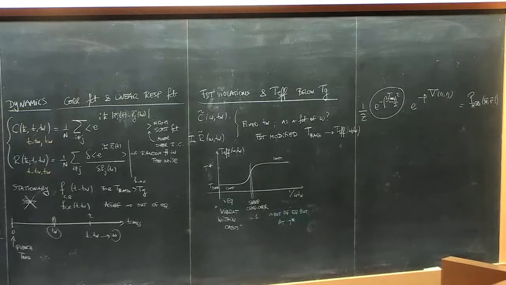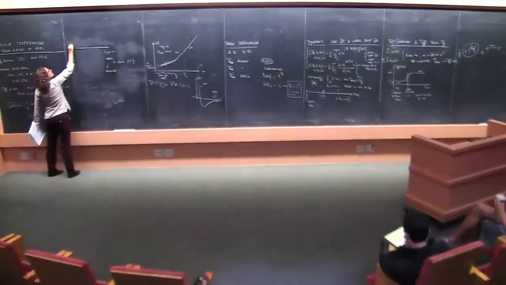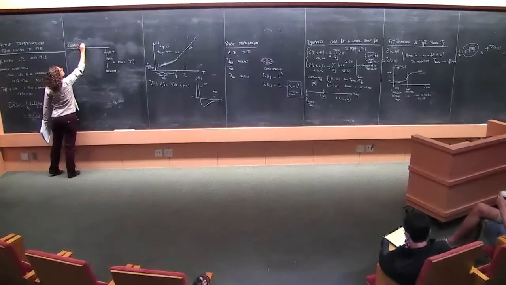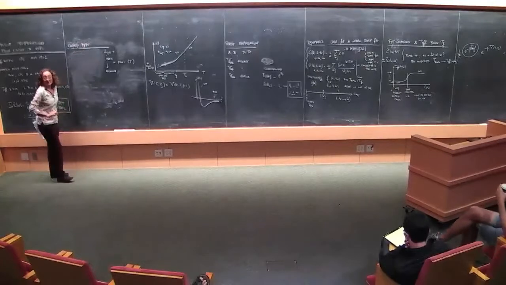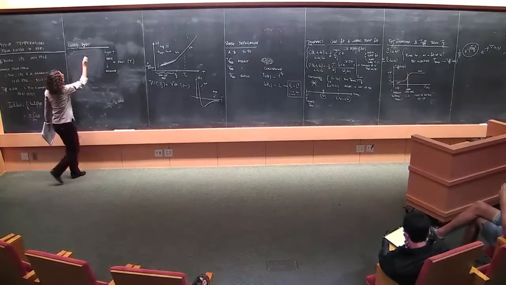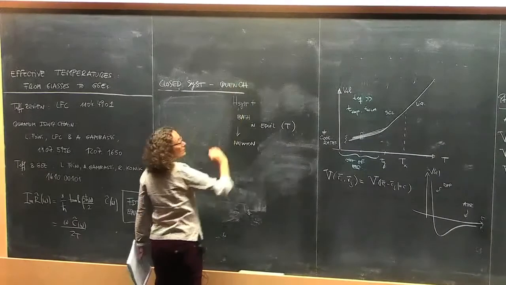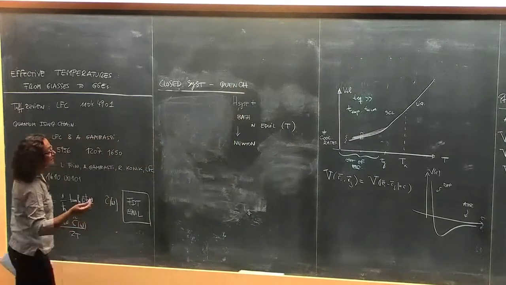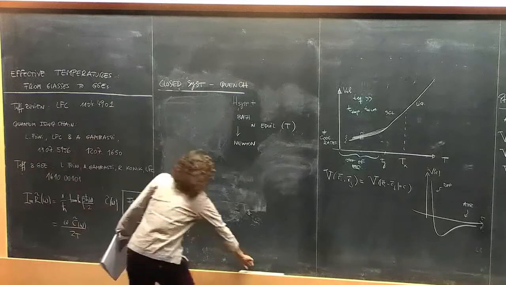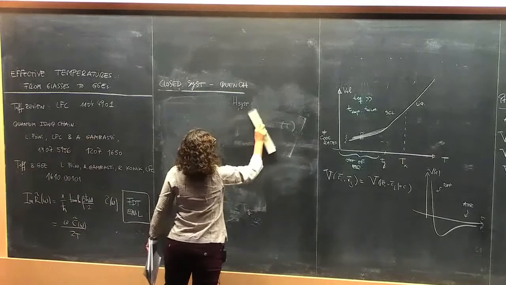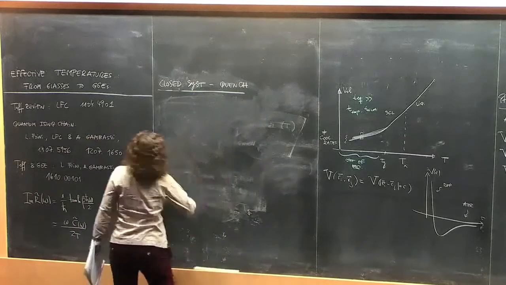Classical or quantum, it doesn't change much. So now what I do is I will consider a closed system, still classical, and I will do a quench by changing a parameter in the Hamiltonian and look at its evolution. So there is no longer a bath. There's just, okay, let me erase everything.